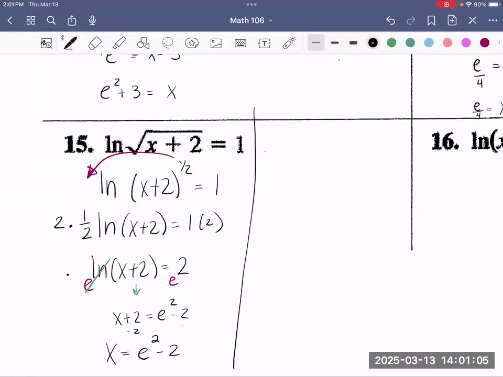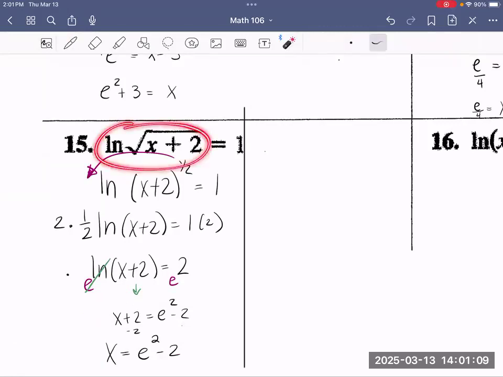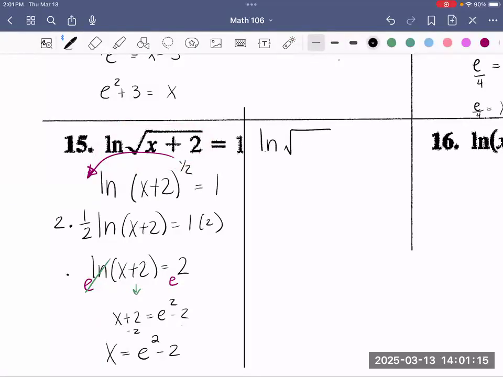So that's one method. Another method is, as long as your natural log is all alone to one side, we can go ahead and take e to both sides. E, because you have your base here of e, so that'll cancel. We're left with x plus 2 under that square root, e to the first power.